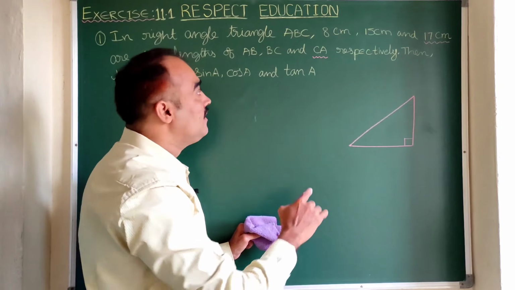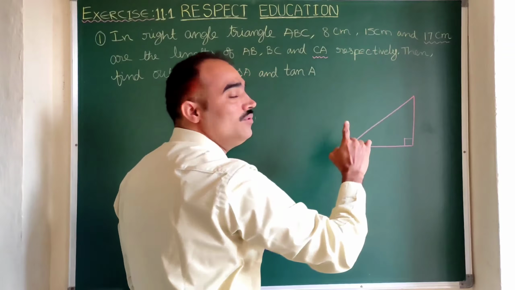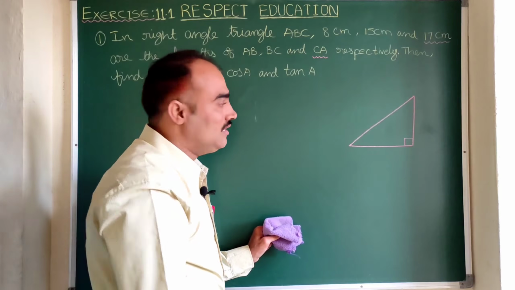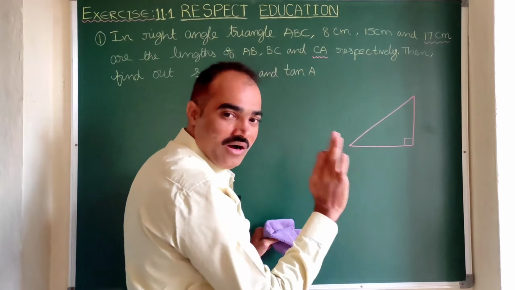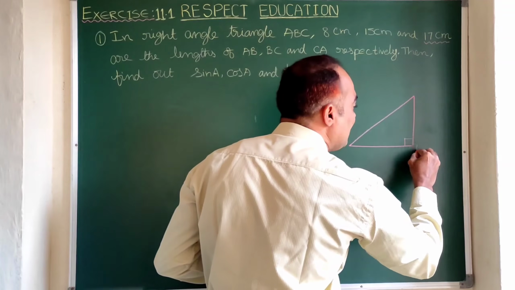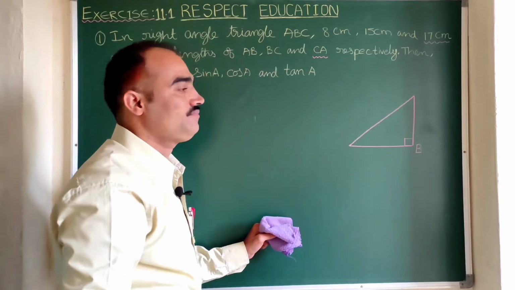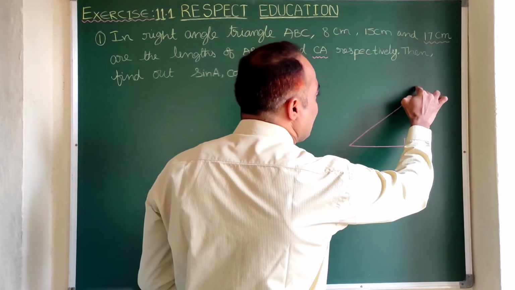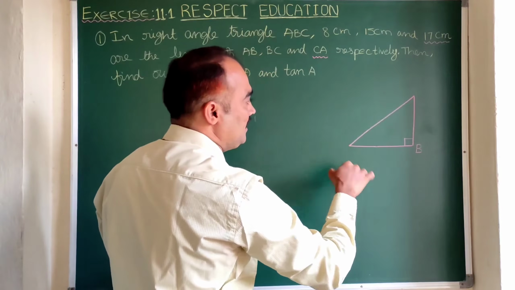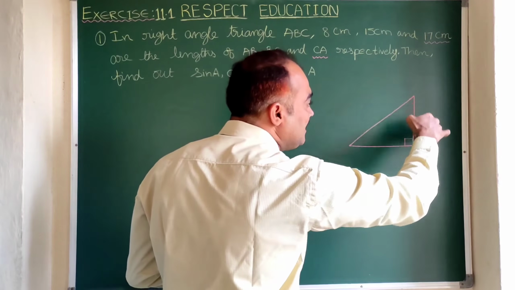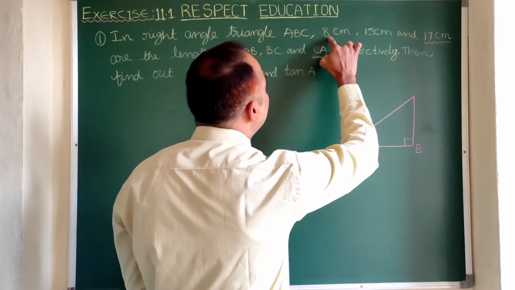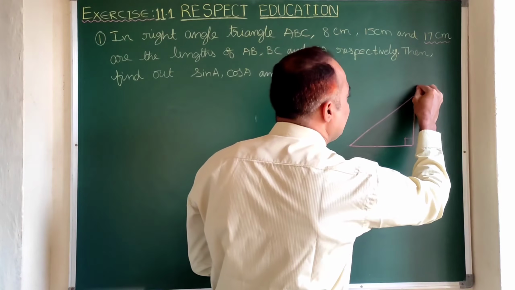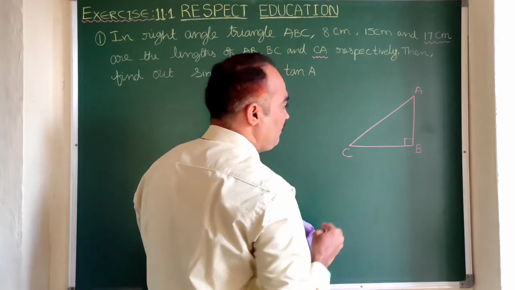AC should be 17 centimeters. That means AC is the longest side, so AC is the hypotenuse. Is it clear? So if A is here and C is here, then the right angle will come at B definitely. Now here we can write either A or C. In these two, this is looking shorter, so better the first value AB can be given here. So let us write A here. This is A. This is C.